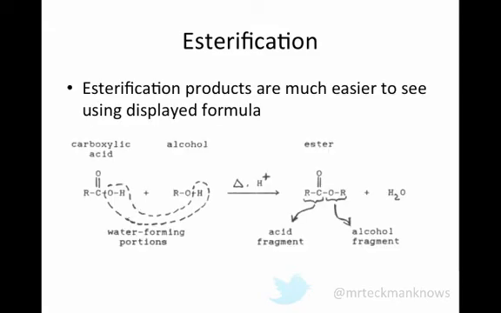Now if we look at esterification with the displayed formula, you can see that we've lost water from here, and that these two groups have joined together, creating our ester. You can clearly see that the acid fragment has come over here, and it's got the carbonyl group attached to it. The alcohol fragment comes over here. We also need heat for this reaction.